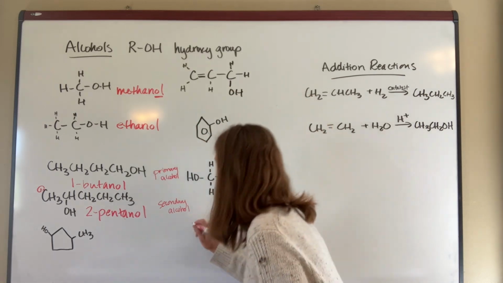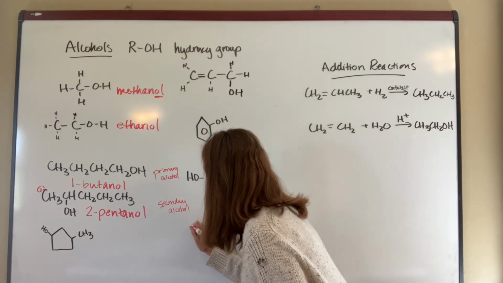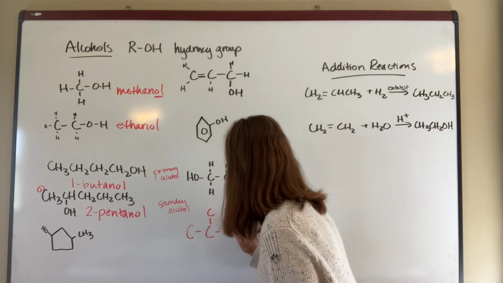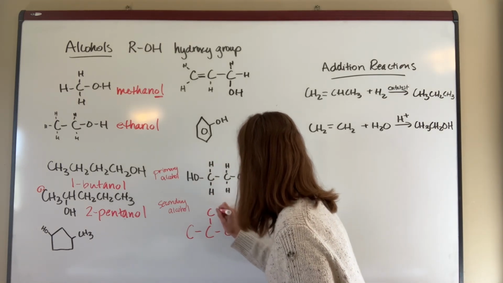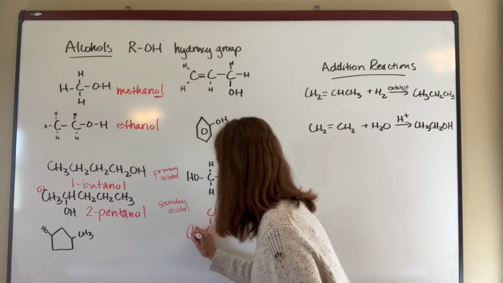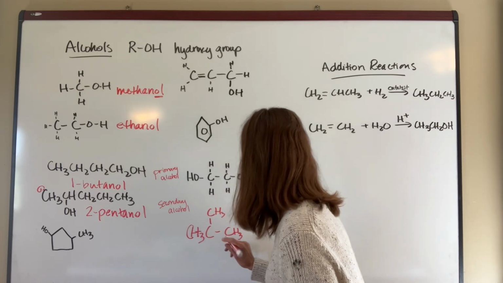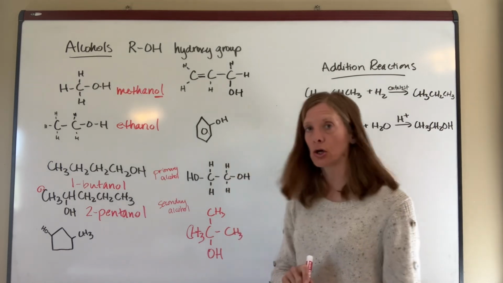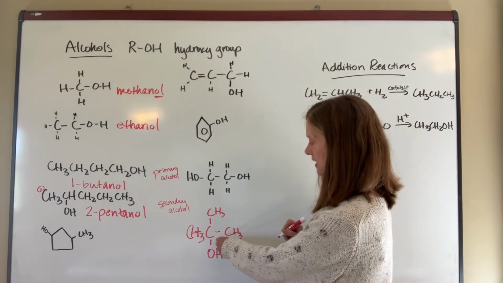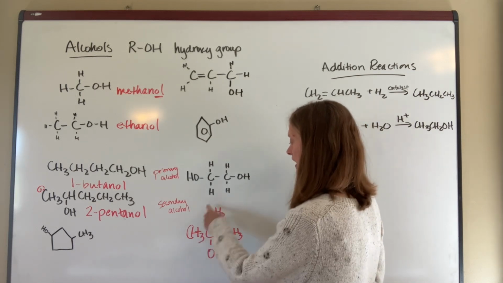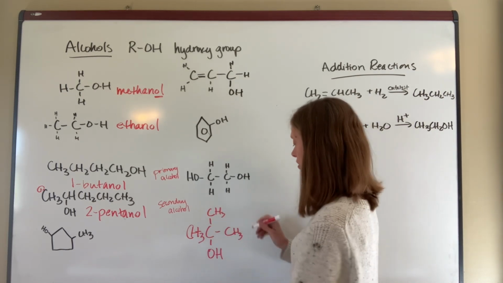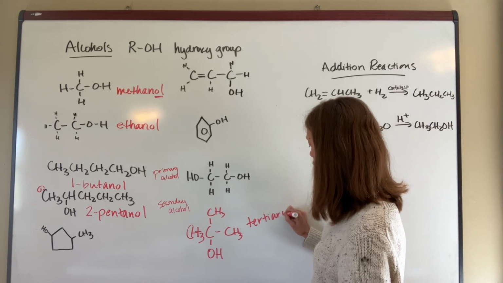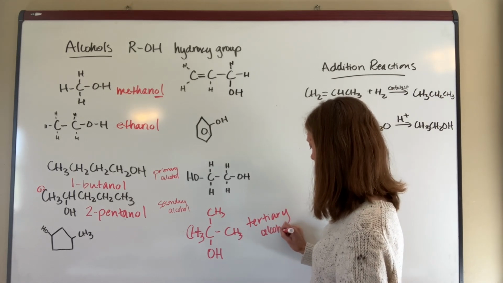It is possible that if I had something that looks like this, so this would be a CH3, and this would be a CH3, and this would be a CH3, and that would just be a carbon, and then I'd have an alcohol attached here. This carbon is attached to three other things. It's where the hydroxy group is attached, and this one is actually called a tertiary alcohol.